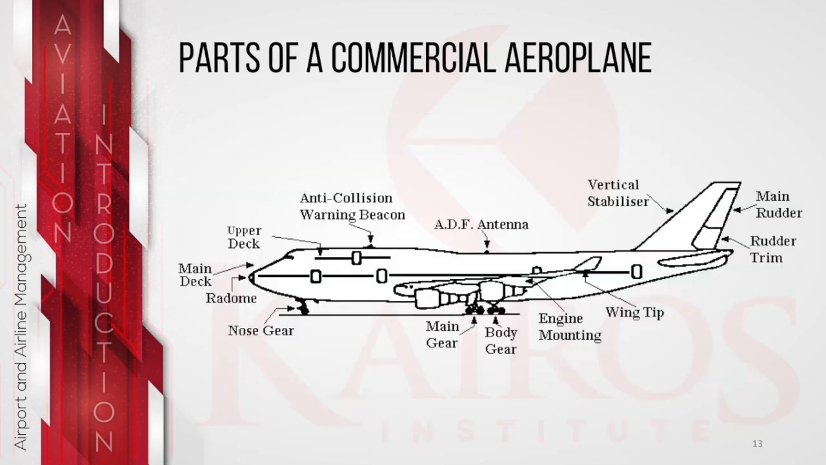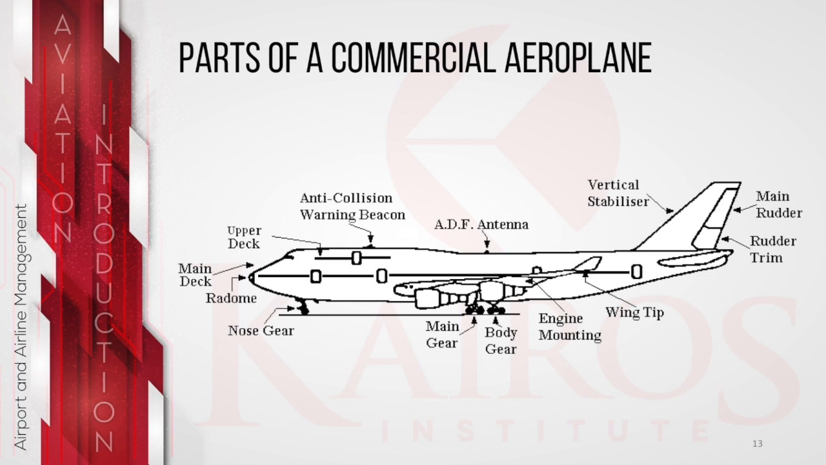We shall now take a look at the different parts of a commercial aeroplane. The illustrated diagram you are looking at is a side-on view of a 747 series aeroplane manufactured by Boeing. On the extreme left is a radome. This is where the antenna of the aircraft is concealed to protect it from inclement weather, followed by the main deck and the upper deck of the aeroplane.